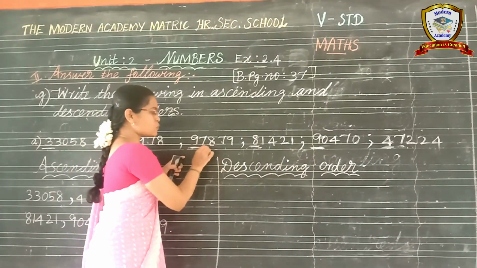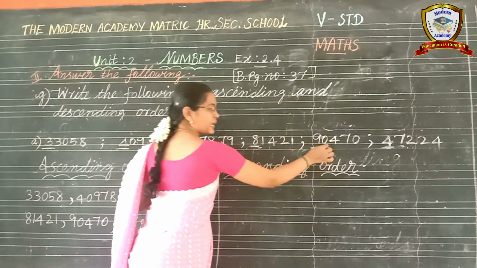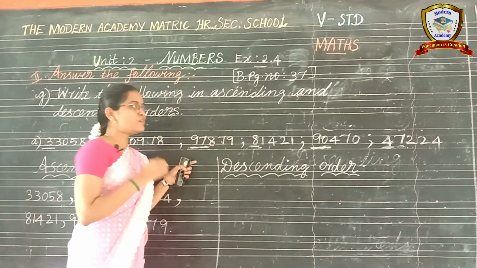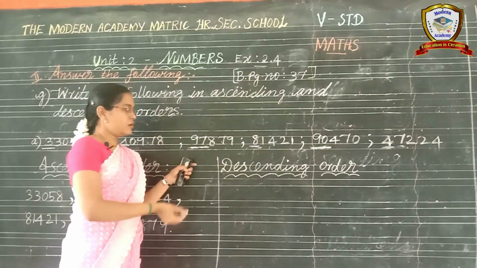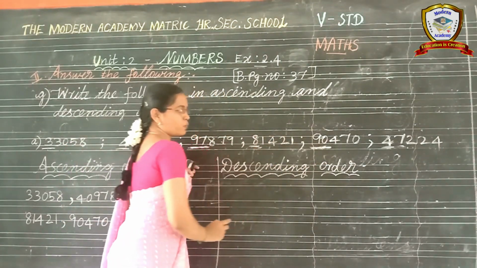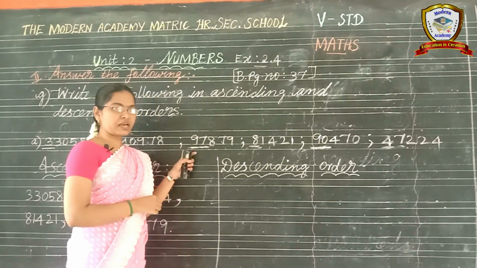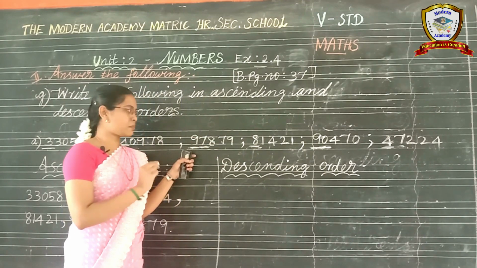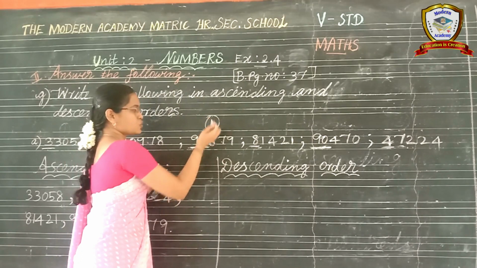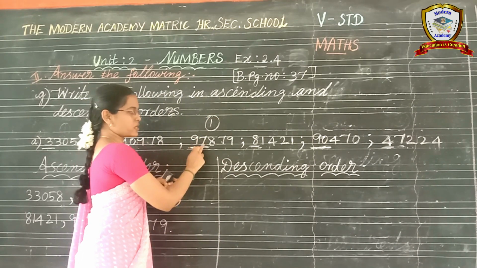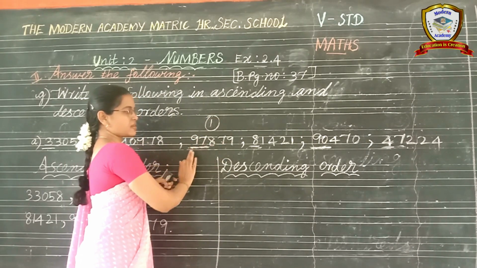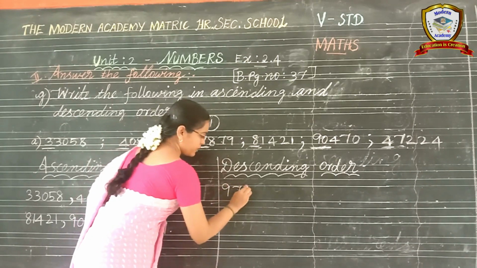So first number equal means we have to compare the second number. Here the second number is 7. Here the second number is 0. So which is the bigger number? For 7 and 0, 7 is the bigger number. So overall, 97,879 is the first bigger number.